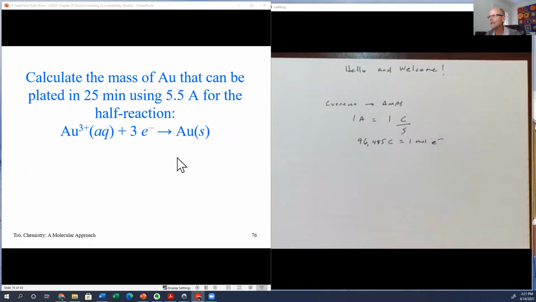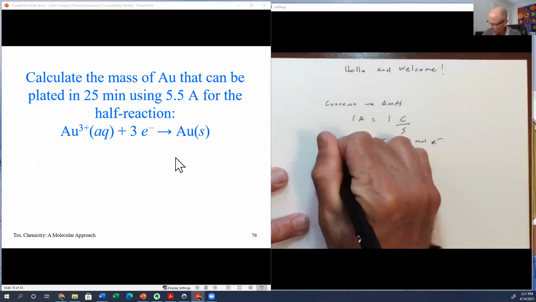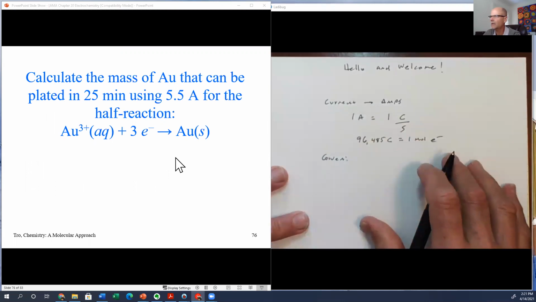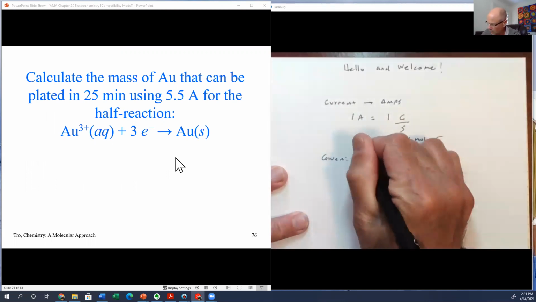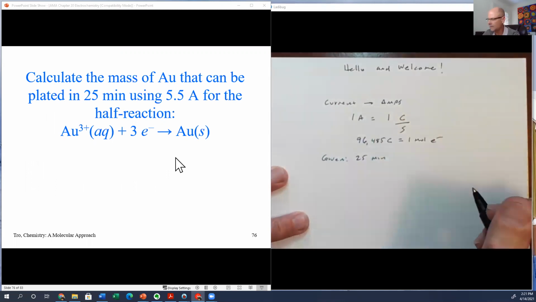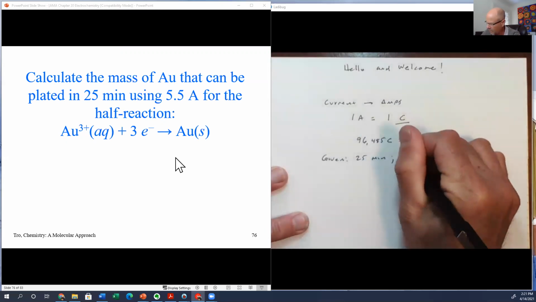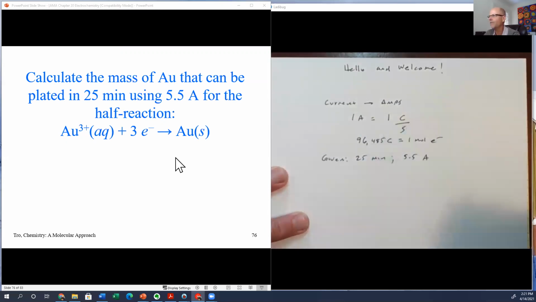Let's calculate the mass of gold that can be plated in 25 minutes using 5.5 amps for this particular half reaction. Let's set this up like we would normally set up our problems. We're given 25 minutes, and we're given 5.5 amps.